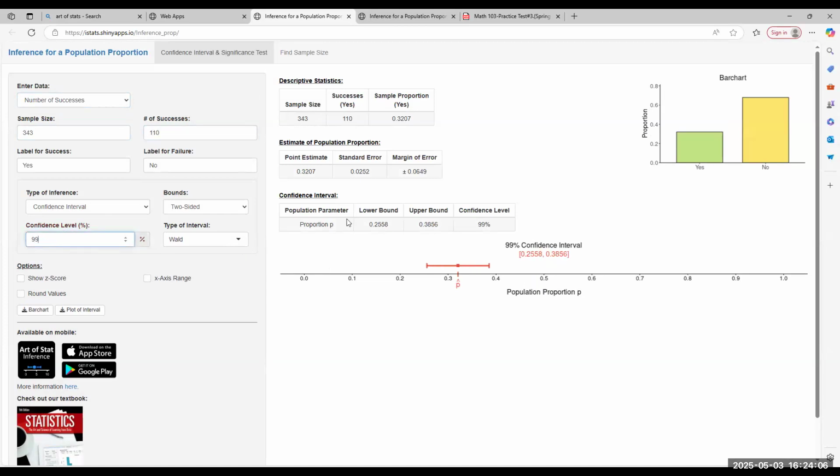There you are. The margin of error is 0.065, like the one that we have. The interval is 25.5% and 38.5%, exactly the one that we got. Again, make a comment: there is a 99% chance that the population proportion is going to be between 25.5% and 38.5%.